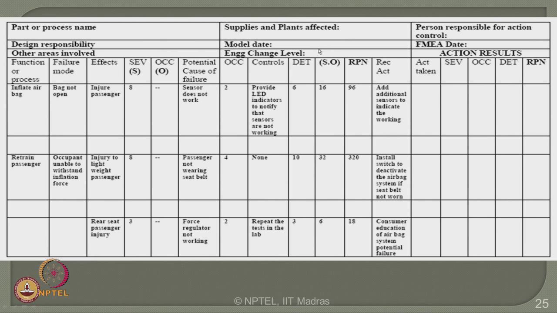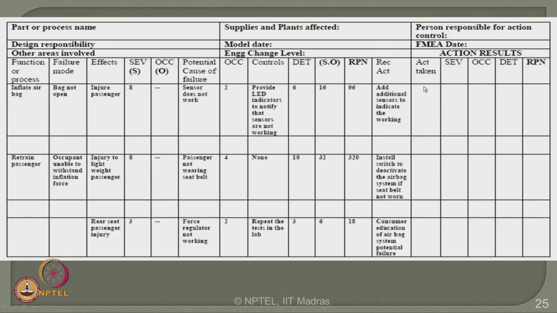Now you make a recommendation: correct the sensors, provide LED indicators to notify that sensors are not working. Therefore, now the occurrence is improved from nothing, or 0 or 1, to 2. Therefore, you take detection, because LEDs are available on the panel board to show sensors are not working, therefore it is detectable. Therefore, the severity and occurrence, the product of these two, is 16, multiplied by detection, and the risk priority number has become 96. Now you recommend an action saying that add additional sensors to indicate that the airbag is not opening.